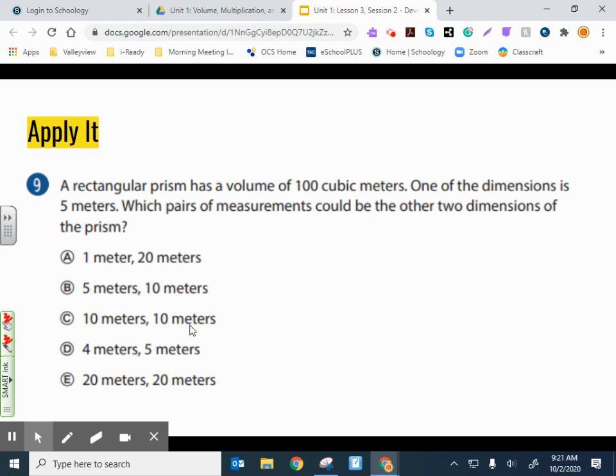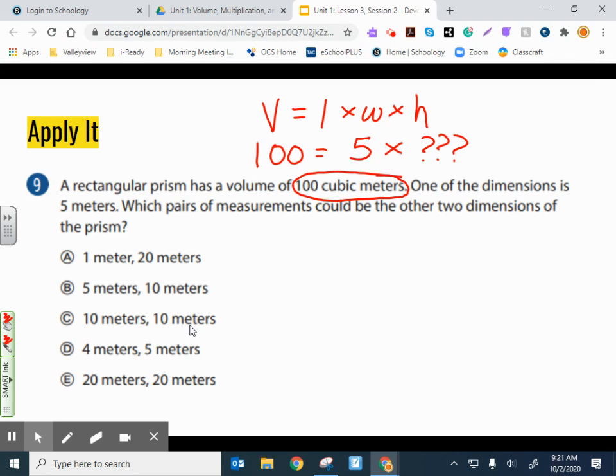Rectangular prism has a volume of 100 cubic centimeters, so we're given the volume. This is going to work a little tricky. It already gives the volume. We know that it's 100. We just have to figure out some of the other stuff here. One of the dimensions is 5 meters. So it's 5 times, I don't know, something. 5 times what will give you 100?